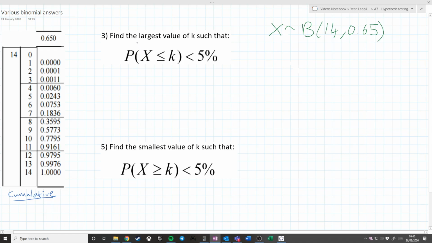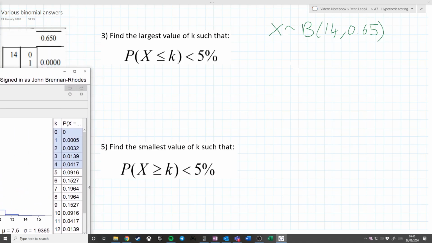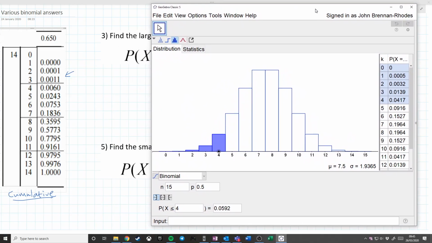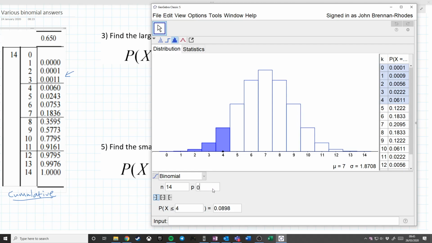So this question says, find the largest value of k such that the probability of x is less than or equal to k is less than 5%. Before I use this, I'm actually going to bring up a picture of the binomial distribution. So this is using GeoGebra. You can't have this in the exam, so I want to reassure you that I'm going to do this completely without this, but we can look at this for now.